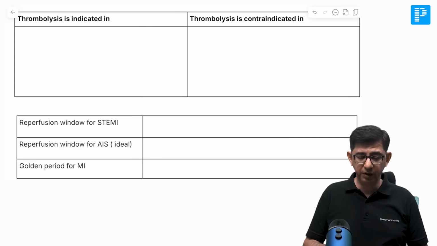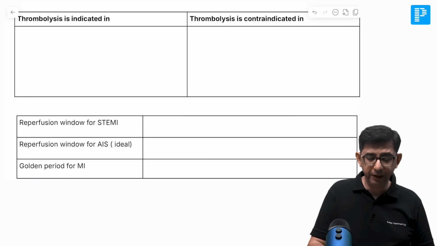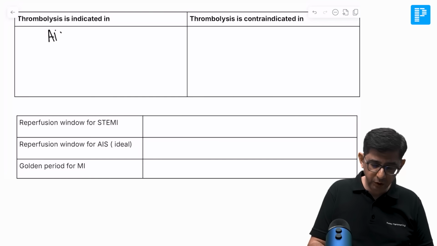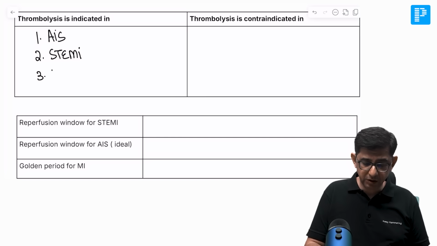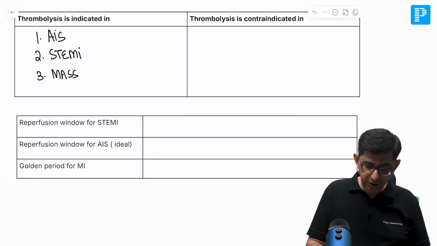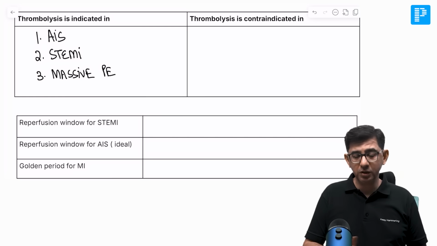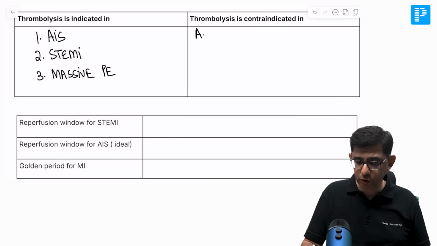So I'll just highlight this again. Thrombolysis is indicated in acute ischemic stroke. Thrombolysis is also done for cases of ST elevation MI, which has been discussed in the cardiovascular system, and thrombolysis is also done in cases of massive pulmonary embolism. Thrombolysis is contraindicated. I'll just use English here.